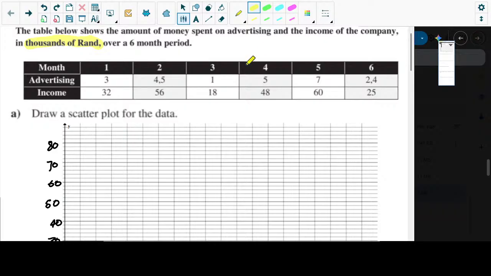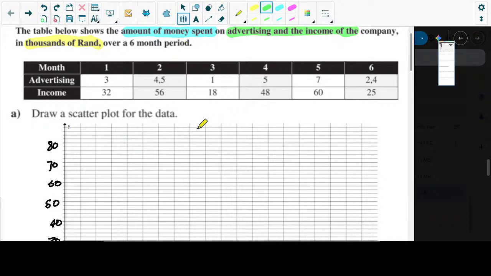First thing, the amount of money. Is it X? Yeah. The amount of money spent on advertising and income of the company. So the amount of money spent on advertising is the one which is X.